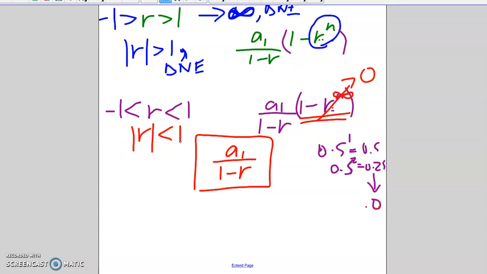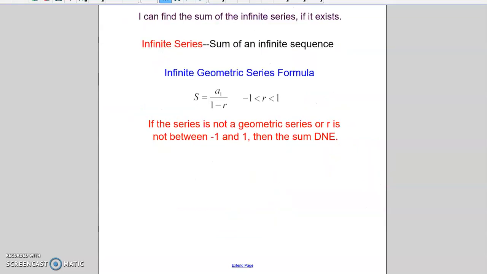So these are just different ways of writing the same thing. If your r is between -1 and 1, or if the absolute value of r is less than 1, then your series actually converges. So it's a convergent series, and it tends towards this limit. Okay, so that's what this slide is about.